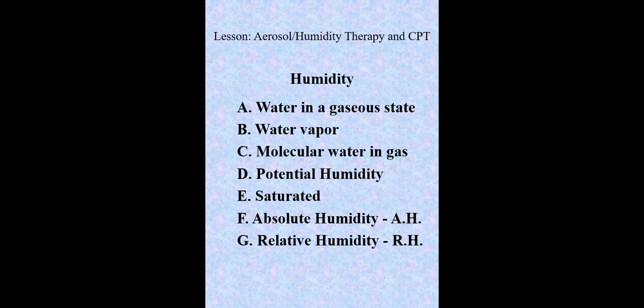Now, saturated. Saturated is when the relative humidity is 100%. We say it's completely saturated. If a gas has the potential to hold 44 milligrams of water at 37 degrees Celsius, and you check it and it is holding the whole 44, then that means it's completely saturated, and the relative humidity is 100%. Absolute humidity is the amount of water vapor in a gas at that moment, okay? Relative humidity, of course, is when we do the division: absolute over potential times 100, okay?